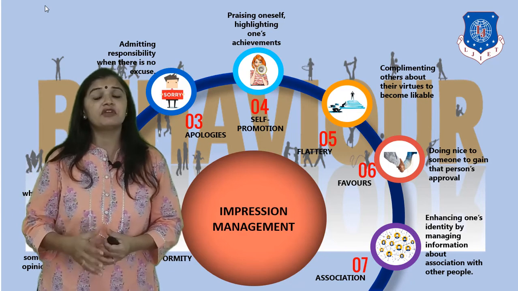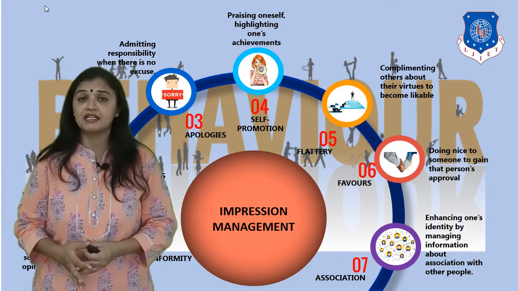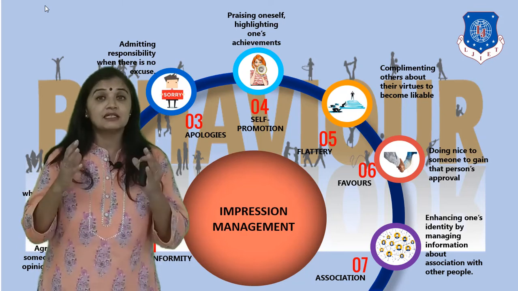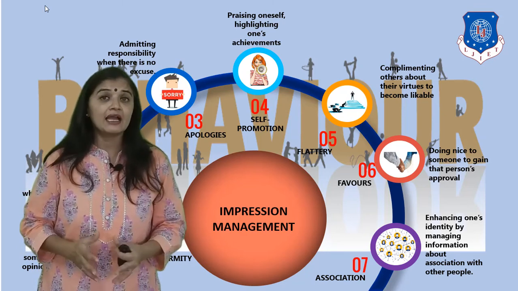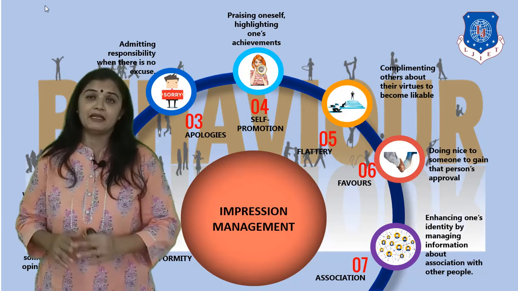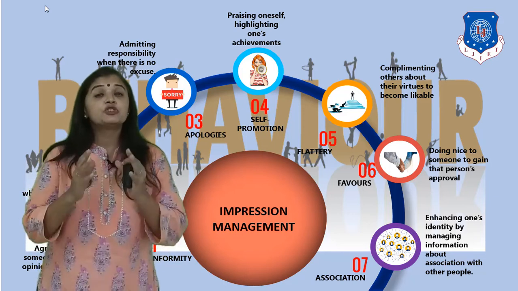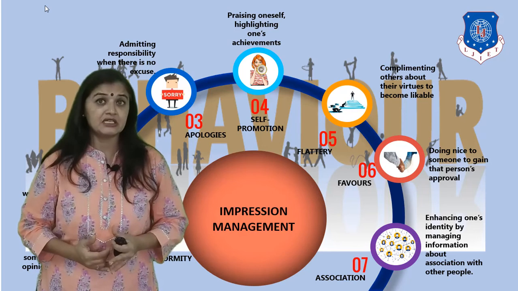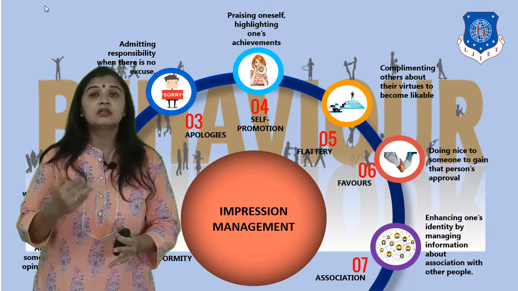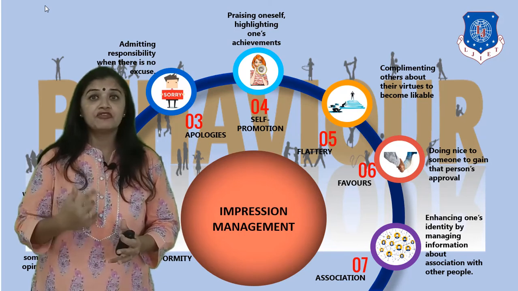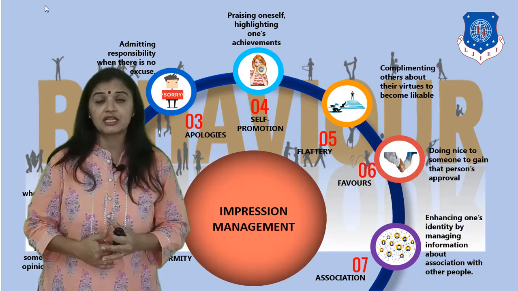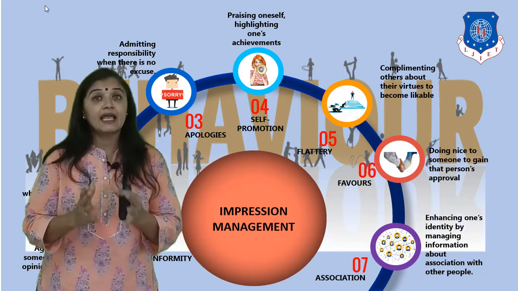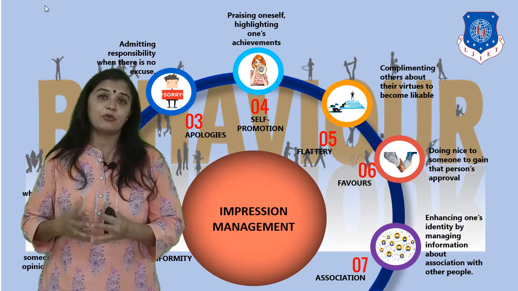So, these are the 7 different techniques of impression management that people use in organizations so that they create a good impression and avoid a bad impression. To gain a good impression, people use conformity, self-promotion, flattery, favors and association. And to avoid a bad impression, people use excuses and apologies.